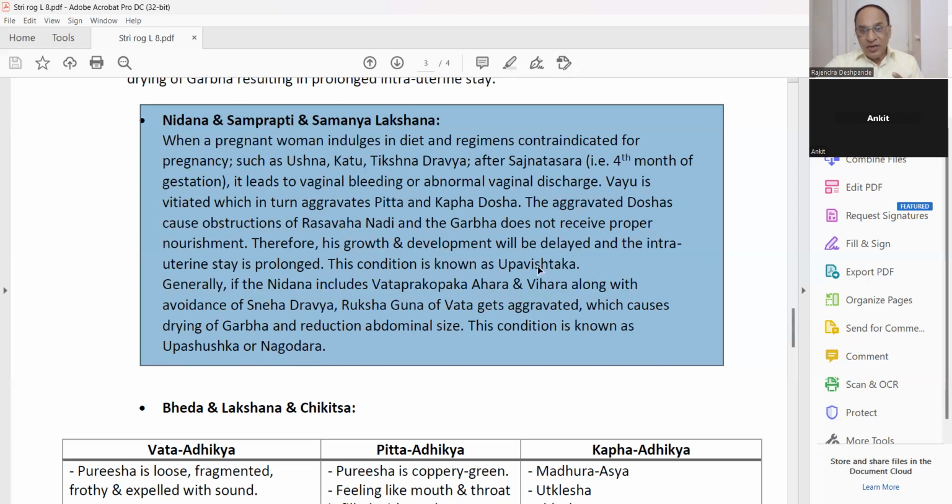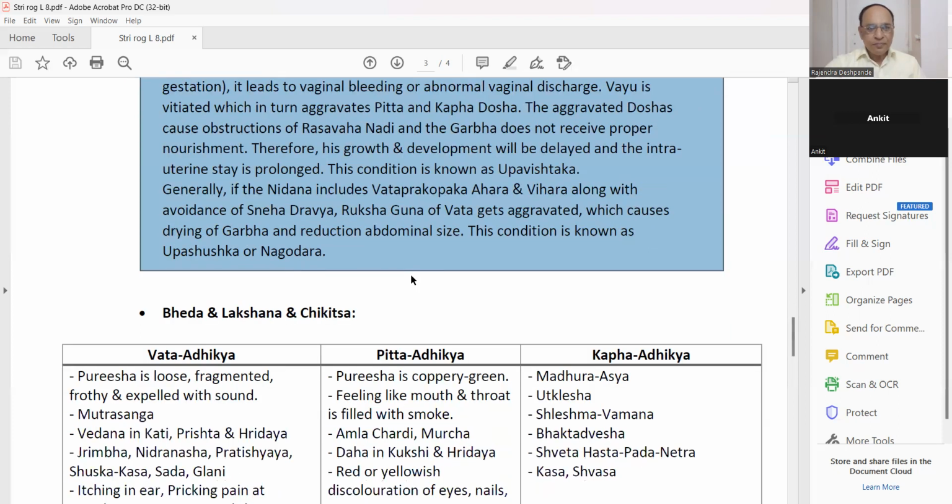You must differentiate. This is Upavishtaka. Don't get confused, underline the spelling. And this is Upashushka or Nagodara. So Nagodara is equal to, please write down, drying of Garbha and reduction in the abdominal size. Okay, we will go further.